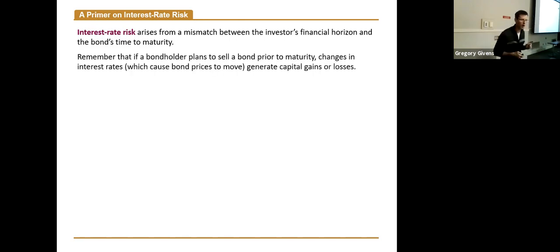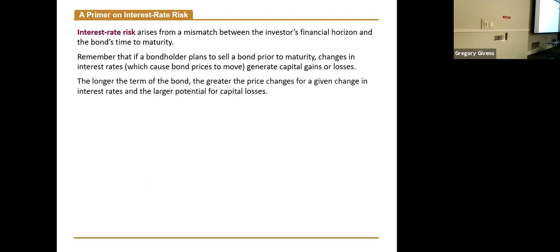Now, hopefully you guys remember from a couple of class periods ago that if a bond holder plans to sell a bond in the secondary market to an investor in the future, but it's still before the bond matures, that changes in interest rates that occur during the intervening period are going to have an effect on the bond price in secondary markets, which is going to generate either capital gains or losses, right? If interest rates start to rise, the value of your bond goes down and you experience a capital loss. If interest rates fall, the secondary market value of your bond rises and you experience a capital gain, okay?